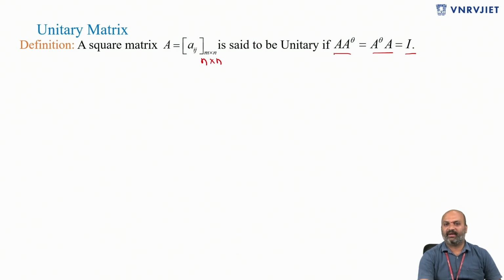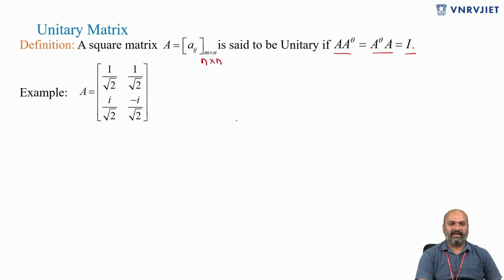Let's see an example of a unitary matrix. Take an example of a 2 by 2 matrix; here we have 2 rows and 2 columns. Let's first determine A theta. First we determine A bar, the conjugate of the matrix. The first one is a real number, so we write it as it is, its conjugate is itself. The second, first row second column, is also a real number. The conjugate of this one is minus I by root 2, and the conjugate of this is plus I by root 2.